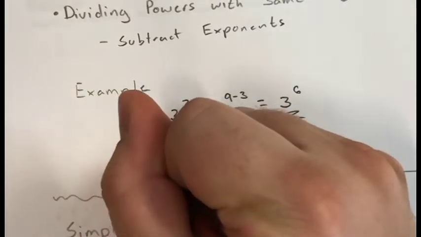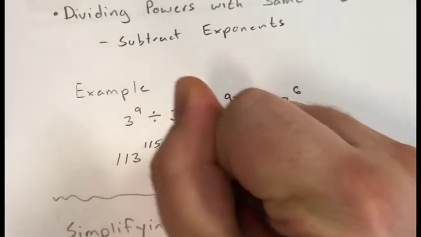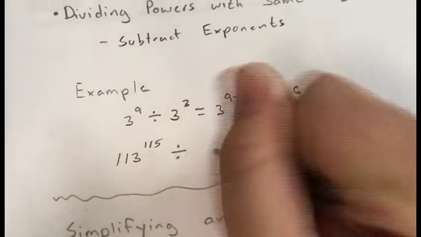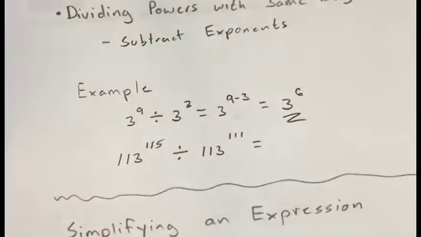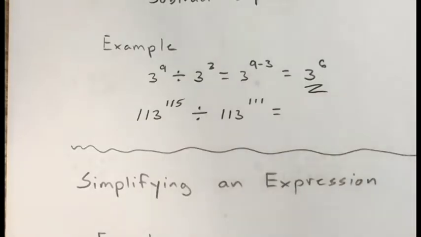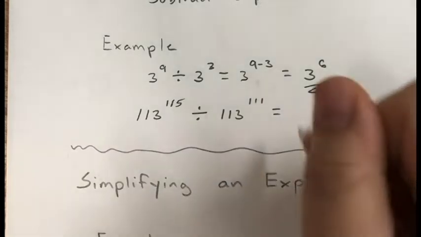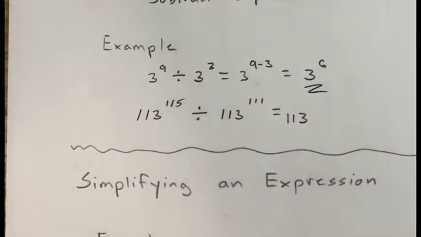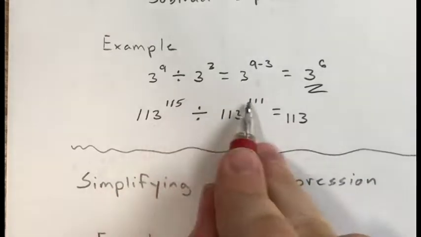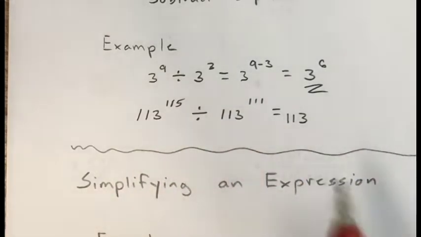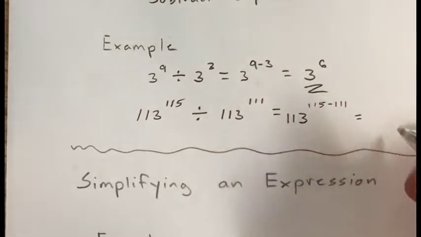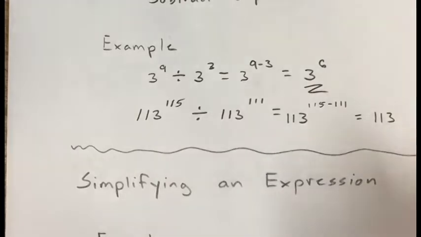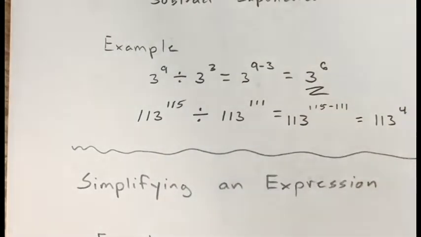That's it. Well, if I do another one, say 113 to the 115th power, and I'm going to divide that by 113 to the 111th power, just because I'm making up numbers off the top of my head, what is the common base? The common base is 113. And I'm going to do what with these exponents since I am dividing? In this case, I subtract. So 115 minus 111, what does that give me? 113 for my base raised to the 4th power.